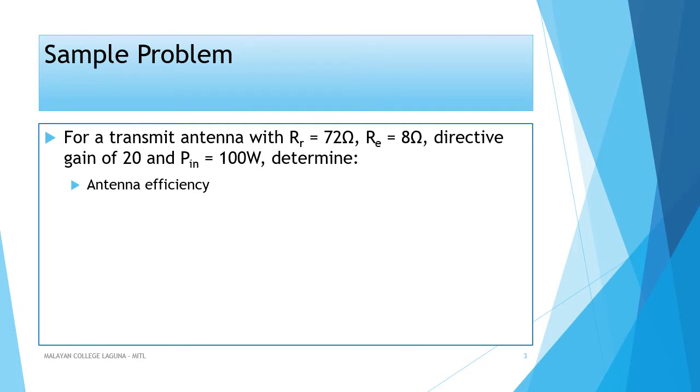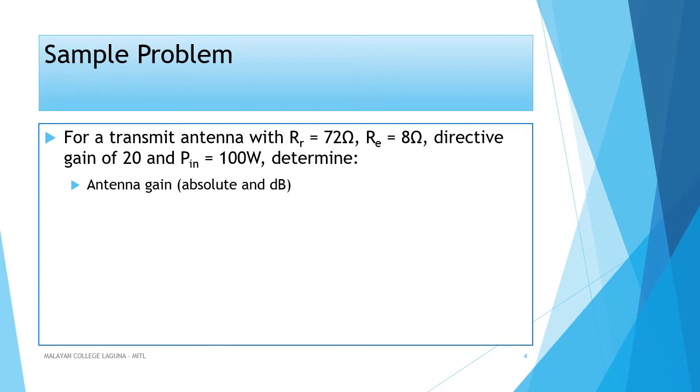First, let's take a look at how to solve for antenna efficiency. So let's write down the formula. Efficiency is equal to R sub R divided by R sub R plus R sub E. Now let's plug in the values. We have 72 over 72 plus 8. And if we calculate for that, we have an efficiency equal to 90%.